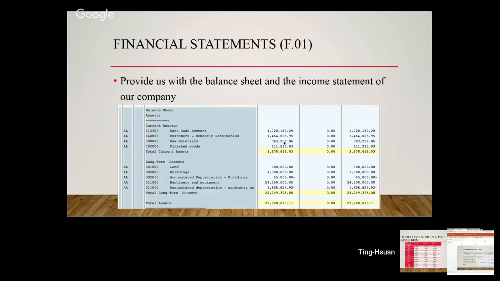The second one is financial statements. This report provides us with the balance sheet and the income statement of our company. According to this report, we can easily and clearly view our cash on hand, all kinds of costs we spend, bank loans, and so on.